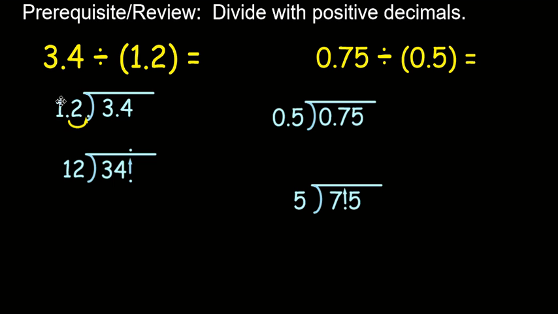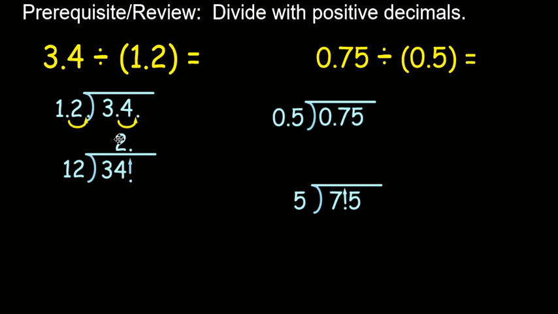Essentially, we're just multiplying this number by 10. And whatever we do to this number, we must do to the dividend as well. Now we can rewrite the problem as 34 divided by 12. Our decimal goes straight up in our answer, and we divide.